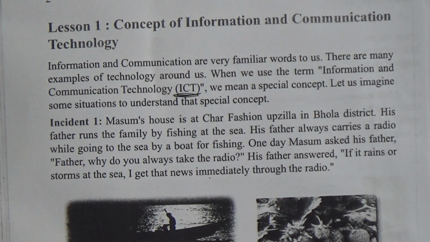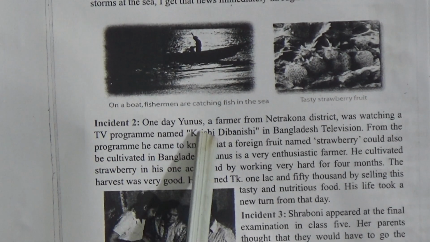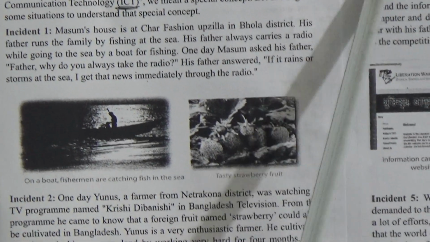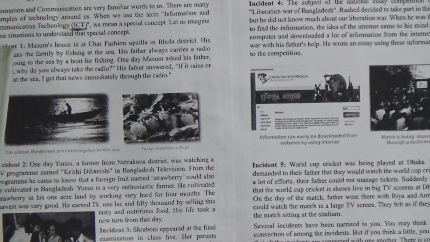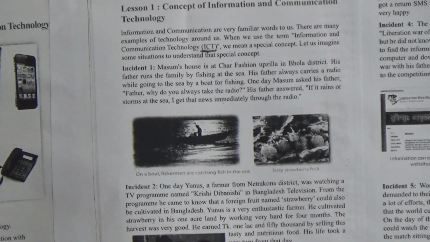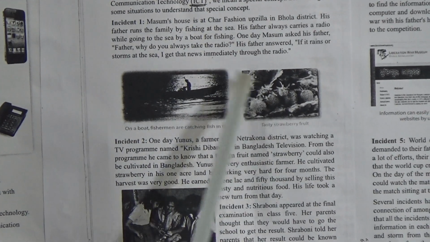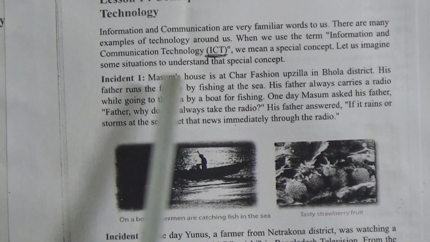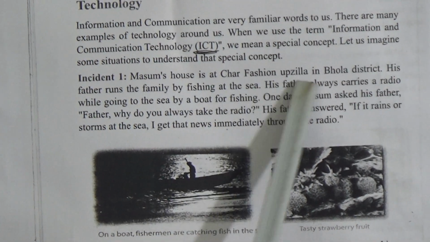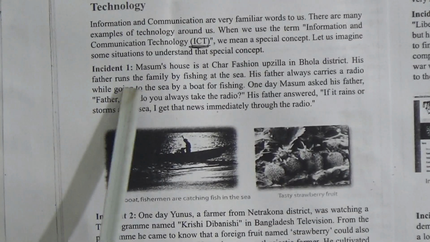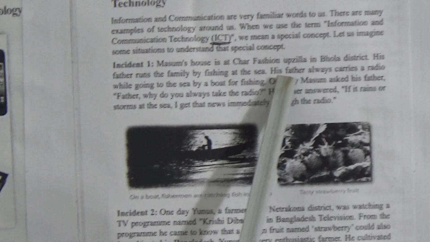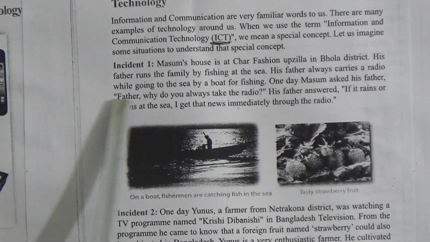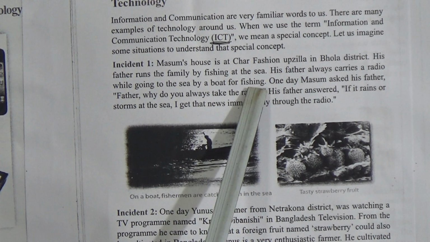Incident 1, incident 2, incident 3, incident 4 and incident 5. There are several incidents given below to introduce ICT. Incident 1. Masum's house is at Charfesson Upazila in Bhola district and his father runs the family by fishing at the sea. His father always carries a radio while going to the sea by boat for fishing.